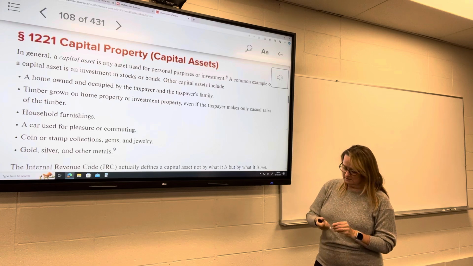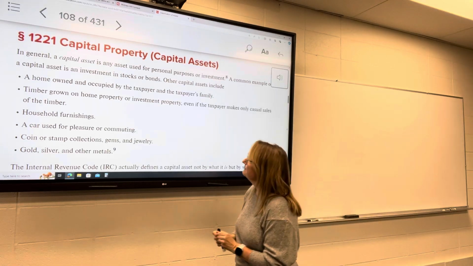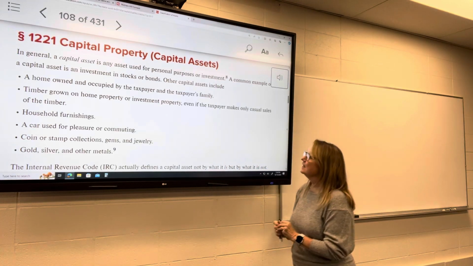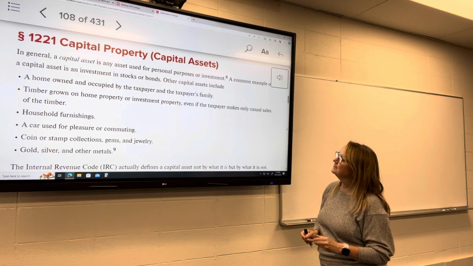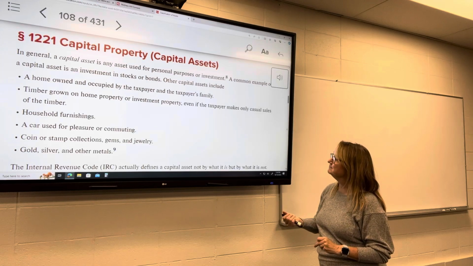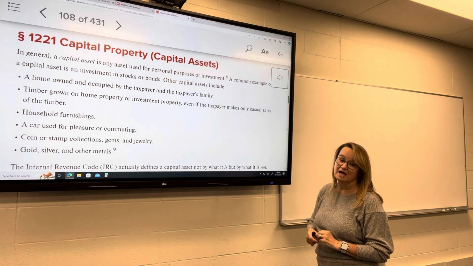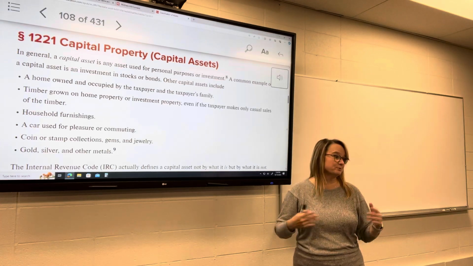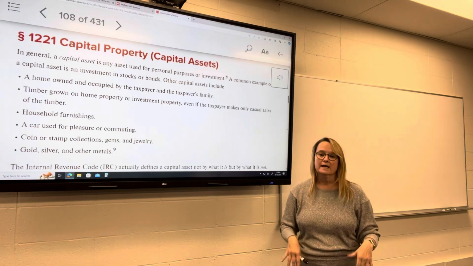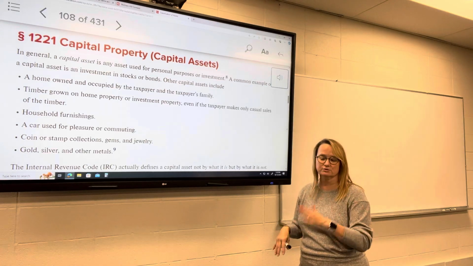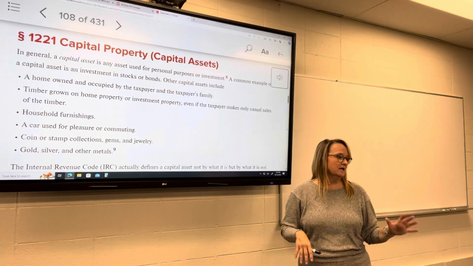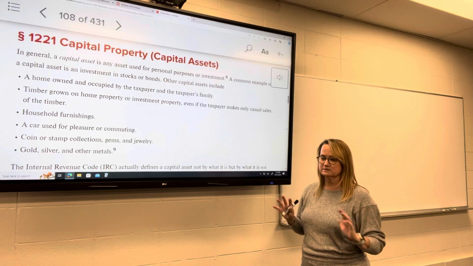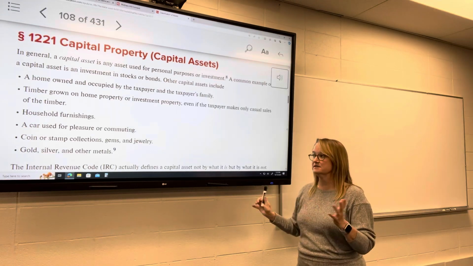All right, 1221 property. These are capital assets. Some examples here: home owned and occupied by the taxpayer and the taxpayer's family. Your personal home is considered capital property. There are some special rules with regard to your personal home though. In selling the personal home, there is a certain amount of gain that's excluded if you meet certain requirements. So the home itself has some special rules.